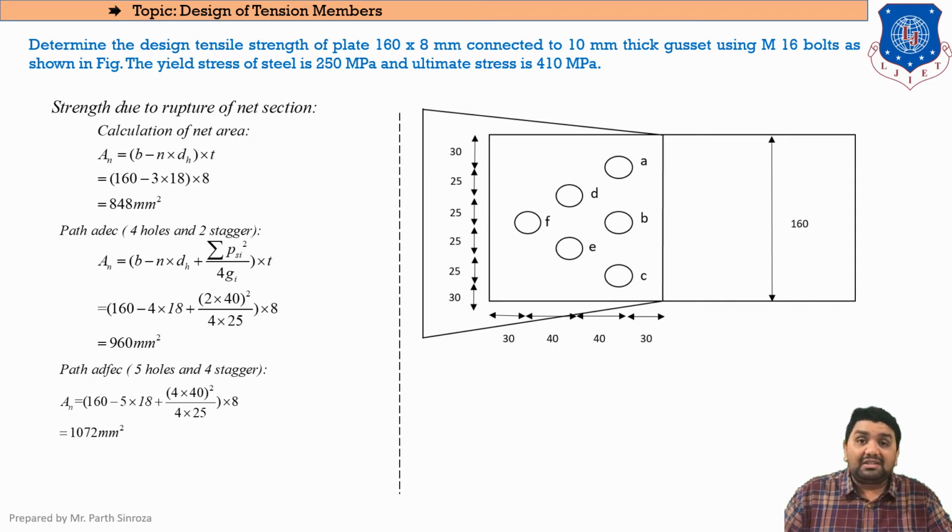Out of these 3 cases we will be always considering the smaller value. Clear? So the smaller value comes out to be 848. So our final answer for AN will be 848.